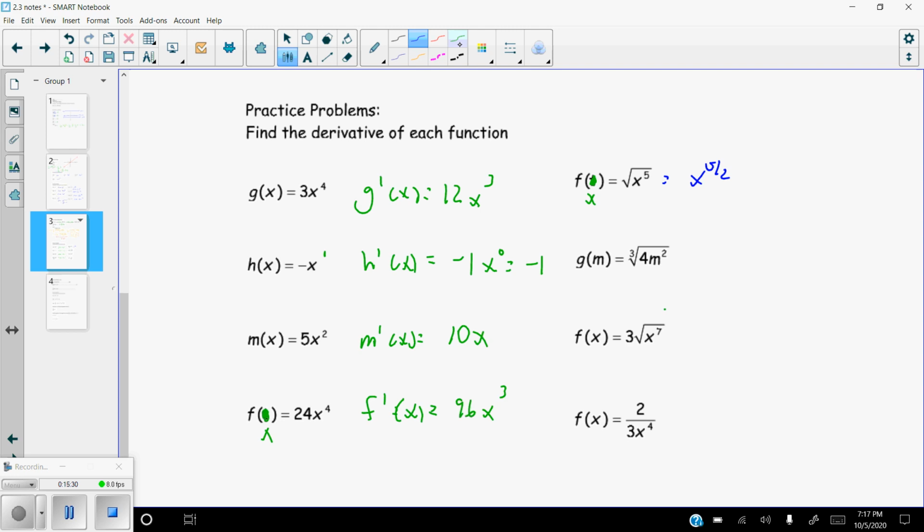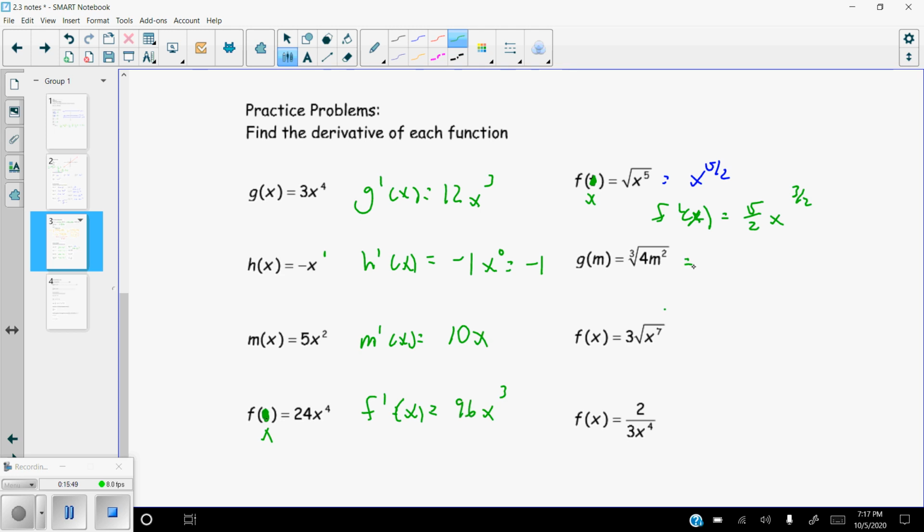And then we're going to, that should be an x. Bring the 5/2 to the front. Reducing 5/2 by 1 gives you 3/2. And that's it. Okay, now the next one, we definitely have to be a little bit more careful.